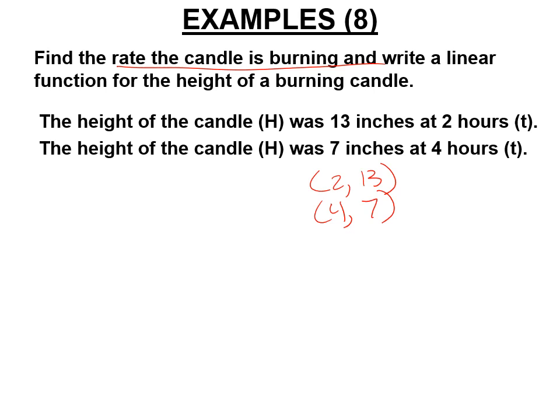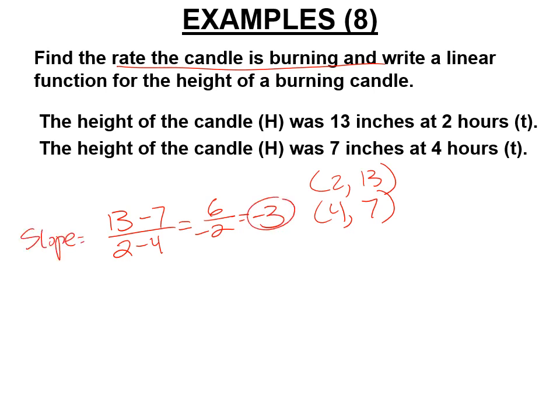It's at 7. So the y is 13 minus 7 over the x is 2 minus 4, right? So you get 6 over negative 2. The slope here is negative 3. It's going down 3 inches every hour, right? Inches per hour.